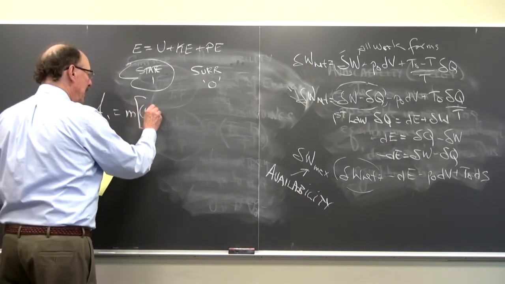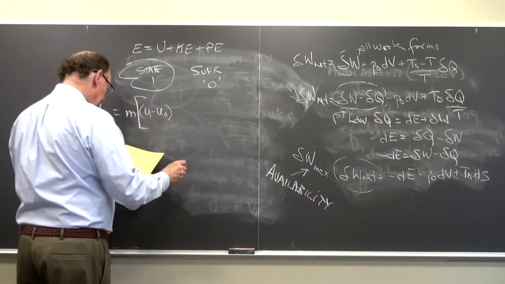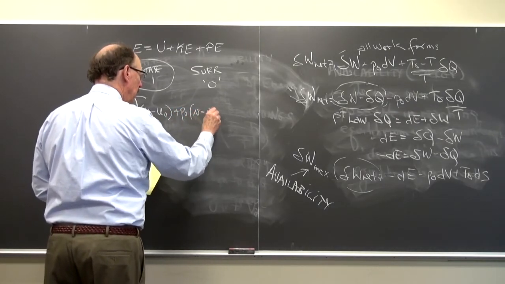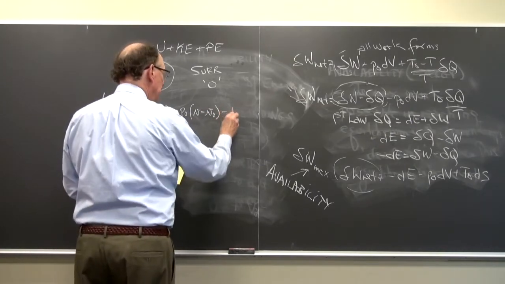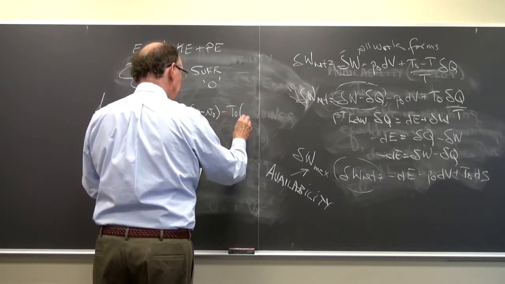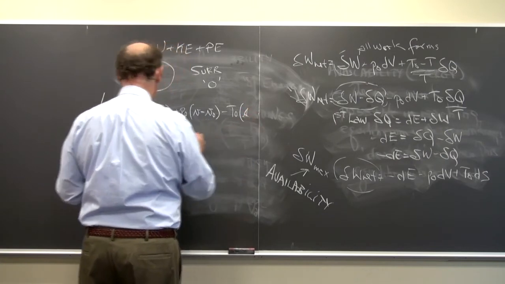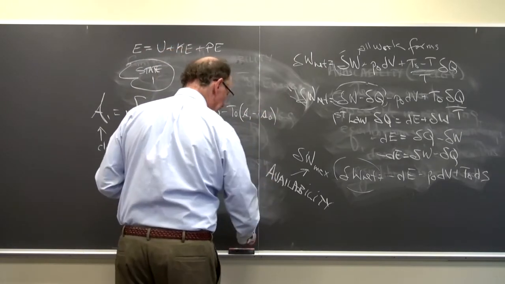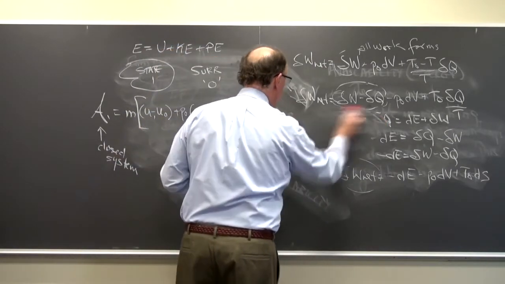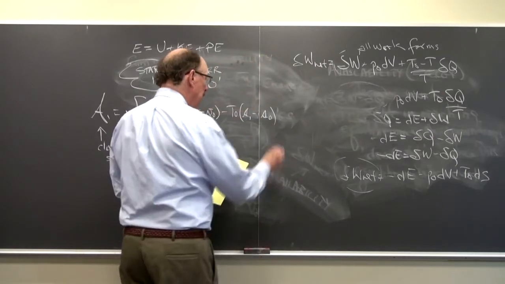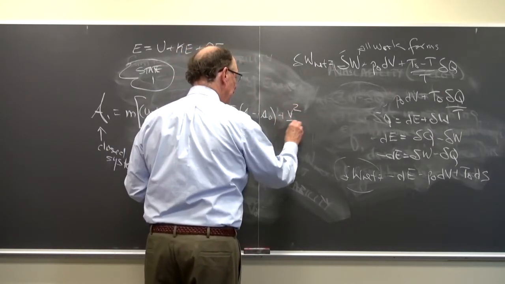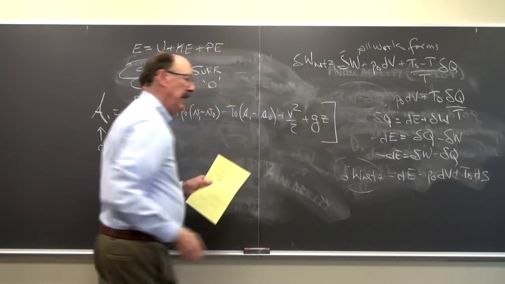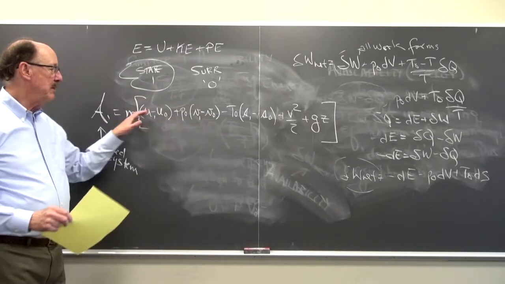So we have U minus U0 plus P0 times V minus V0, minus T0 times S1 minus S0, plus V squared over 2 plus gz. And so this whole term is how we evaluate it.